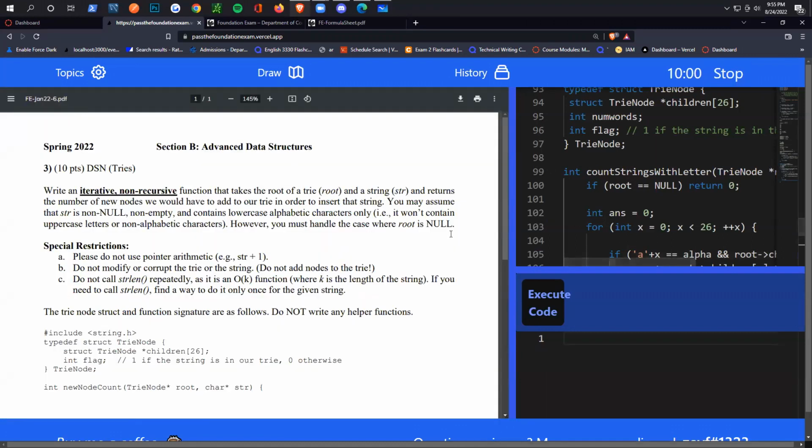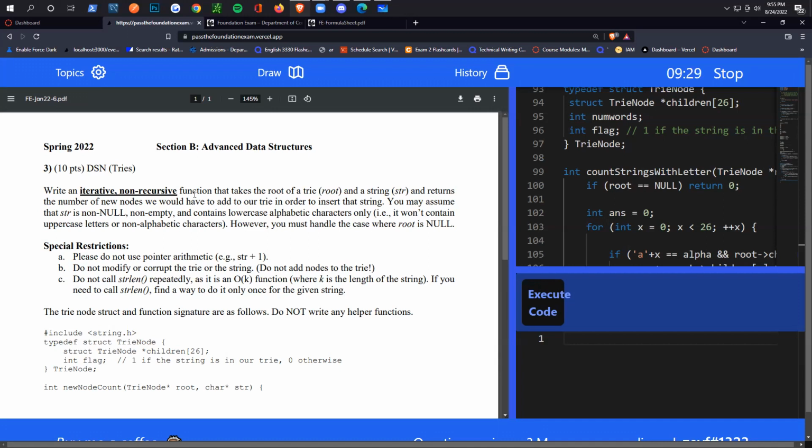Okay, let's do one more real quick. And then I'm going to go to stacks and queues real quick, just do one or two questions on that. So write an iterative non-recursive function that takes the root of a trie and a string and returns the number of new nodes we would have to add into the trie in order to insert the string. You may assume the string is not null, not empty, and contains lowercase alphabet. However, you must handle the case where root is null.